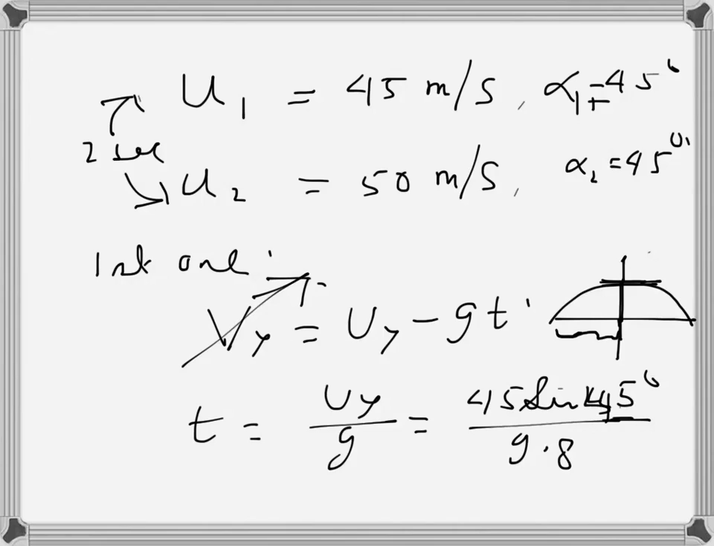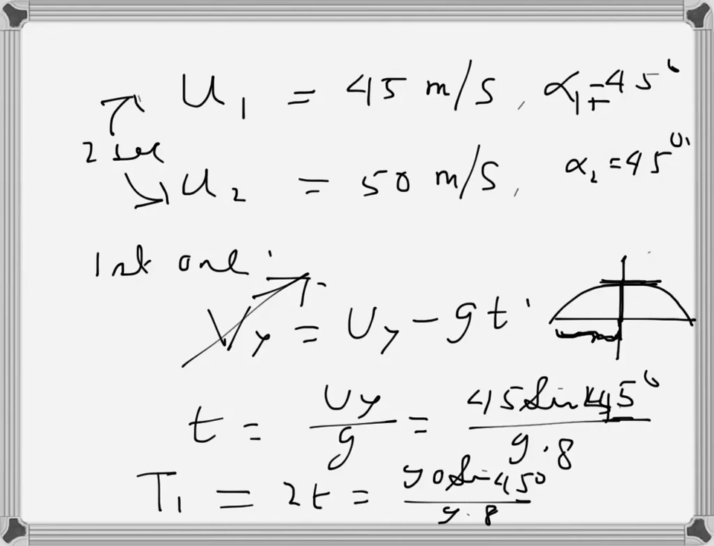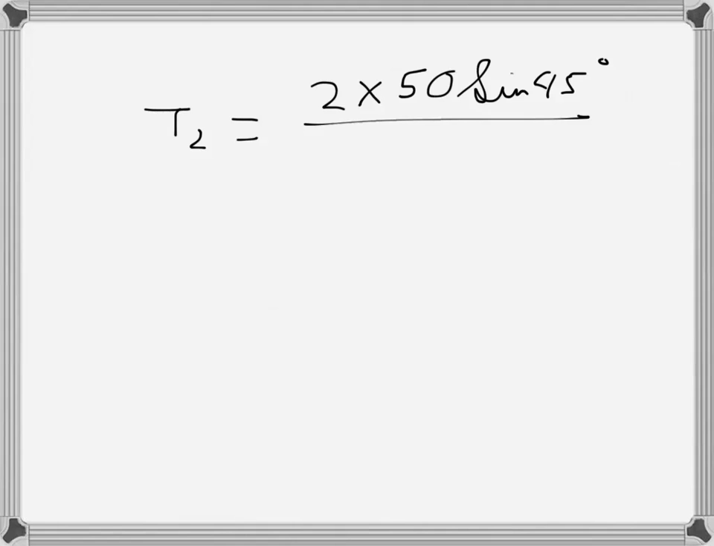So we can write that, and this is when it reaches the half of the travel path. So the total travel time will be t1, which is 2 times this one, that is 2 times 45, 90 sine 45 over 9.8. So this is t1 for the first one, and for the second one, t2, if we write it, it will be the same thing. Since the only thing that changes is the velocity, that's 50, and sine 45 degrees is still the vertical component, over 9.8 meters per second squared.